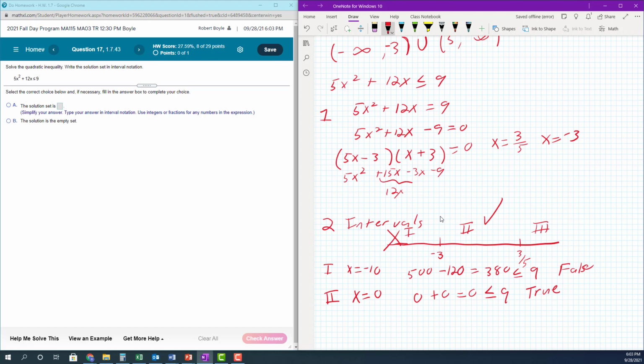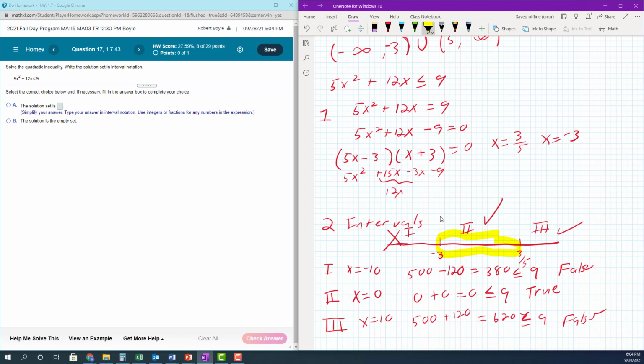And as you might guess, interval 3 does not. Here we can use x is equal to 10 because, once again, it's easy to compute. 10 squared is 100 times 5 is 500. 10 times 12 is 120. That's going to be equal to 620. And is that less than or equal to 9? No, it is not. This is false. So this right here is the interval that satisfies the inequality.